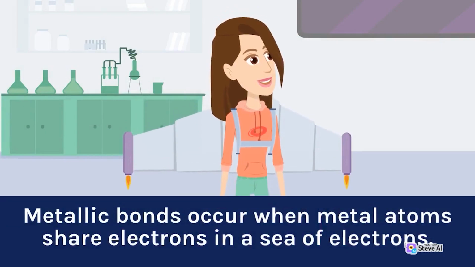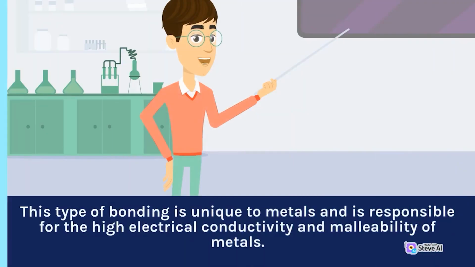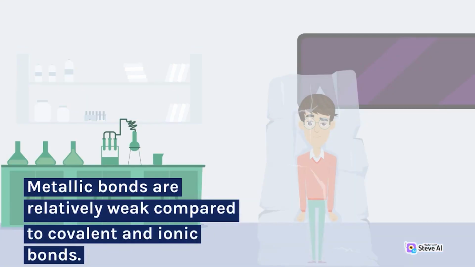Metallic bonds occur when metal atoms share electrons in a sea of electrons. This type of bonding is unique to metals and is responsible for the high electrical conductivity and malleability of metals. Metallic bonds are relatively weak compared to covalent and ionic bonds.